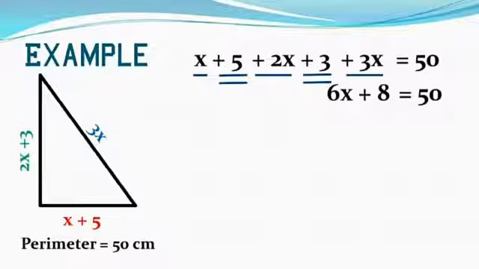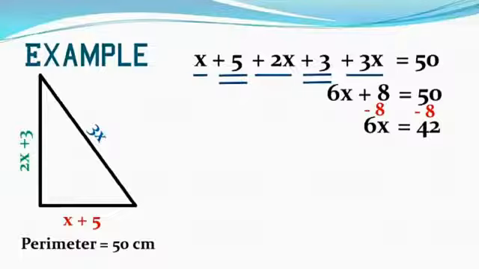6x plus 8 is equal to 50. So we have to find out the value of x. We have to shift 8 to the other side. If 8 gets shifted to the other side, it becomes 6x is equal to 50 minus 8. So this is balancing the equation. 6x is equal to 50 minus 8. So 6x is equal to 42.